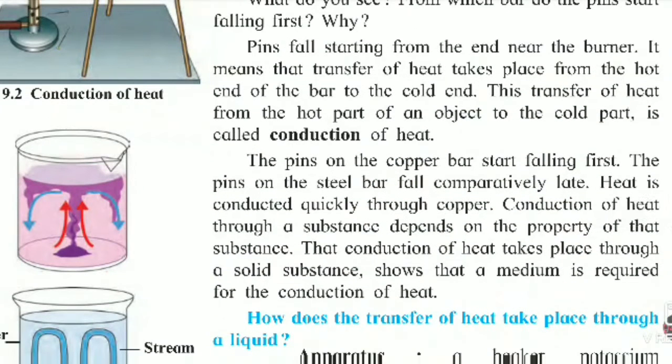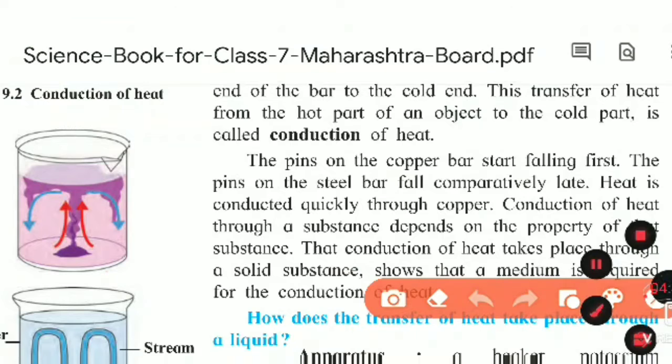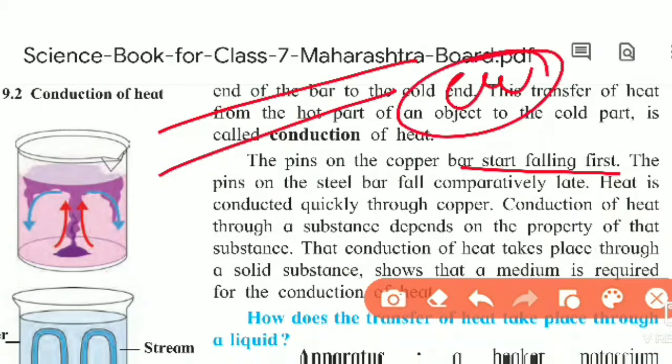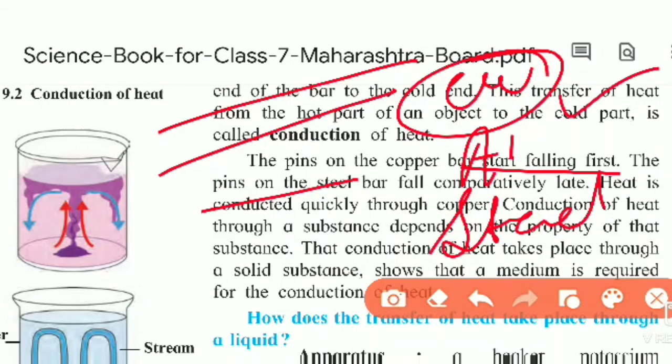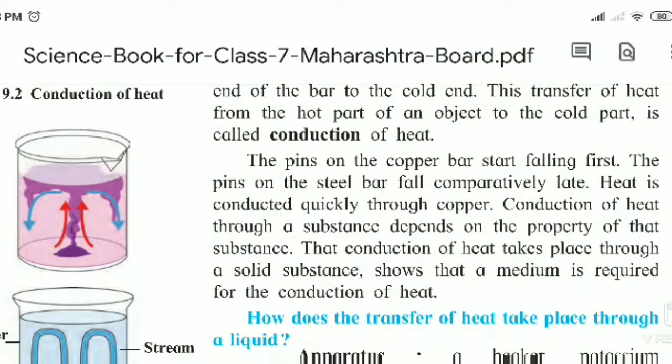One more thing is given here. The pins on the copper bar start falling first. This means copper is a very good conductor of heat, because the pins fall first. The pins on the steel bar fall comparatively late. This means first the copper pins fall, then aluminium, and then steel. From this we understand that copper is a good conductor of heat. Aluminium and steel are also conductors, but not as good as copper. Heat is conducted quickly through copper.